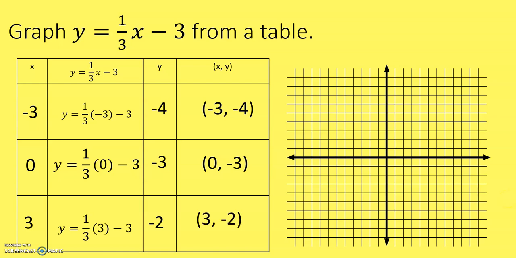Let's go ahead and graph. Start with 0, negative 3. Then negative 3, negative 4. And 3, negative 2. Go ahead and connect and make the line.